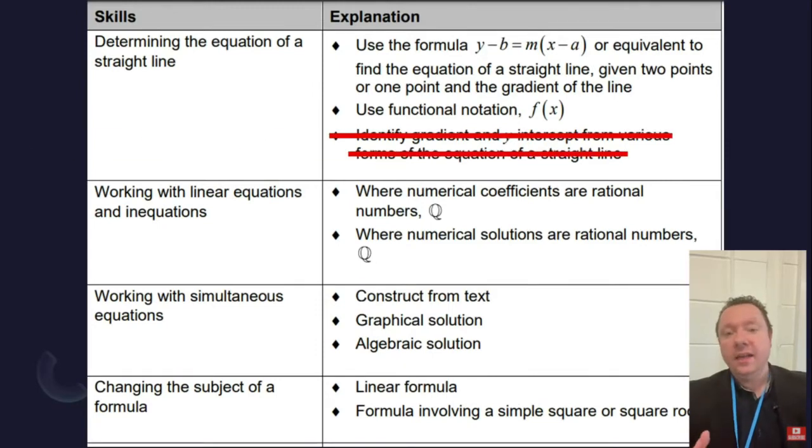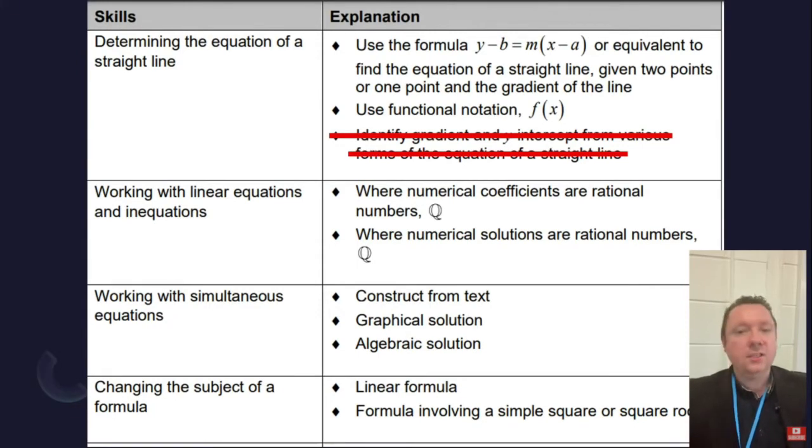It means that something like ax plus by equals 3. You will not be asked what the gradient and y-intercept is at that point. You still have to work out the gradient and y-intercept yourself from your own equations, just not from a given equation or graph. What else is out?